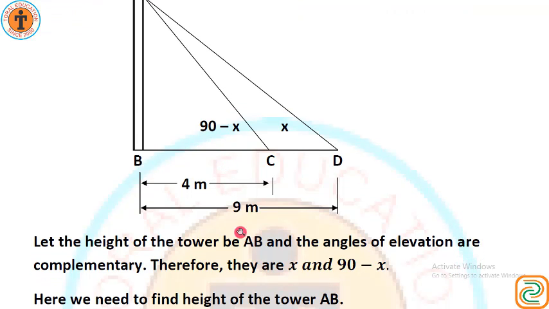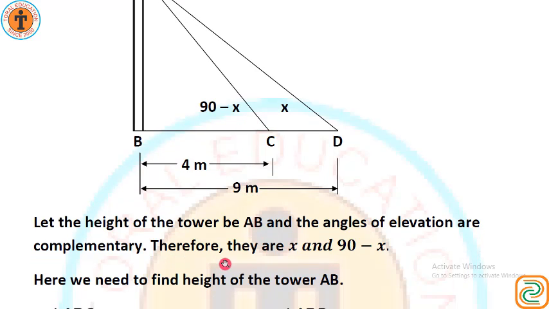Let the height of the tower be AB and the angles of elevation are complementary. Complementary means the sum of the angles is 90. If we take this angle as x, then this angle will be 90 minus x, because the sum of both the angles is 90. Here we need to find the height of the tower AB. So take two triangles ABC and ABD.